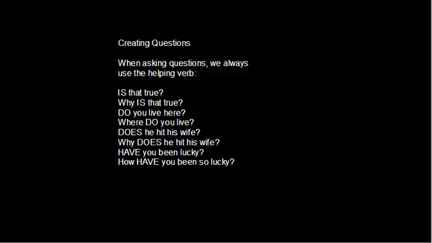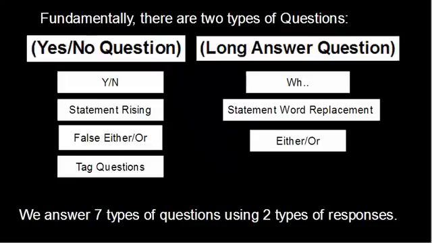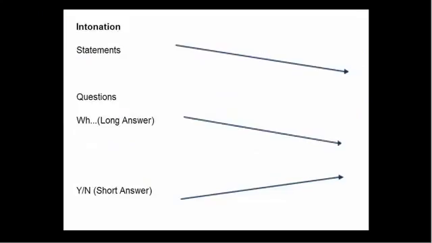20 minutes. Here's a review. All questions use a helping verb. Is that true? Why is that true? Do you live here? Where do you live? Does he hit his wife? Why does he hit his wife? Have you been lucky? How have you been so lucky? So always understand the helping verb grammar and understand that there's 7 types of questions that could fall into 2 categories.